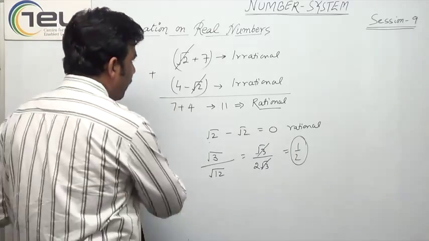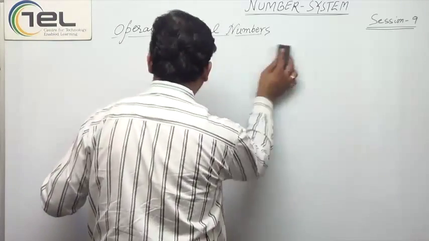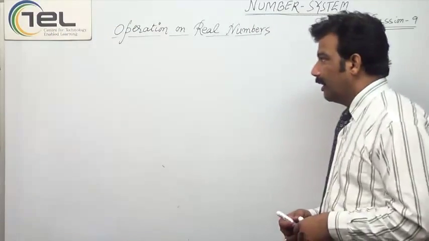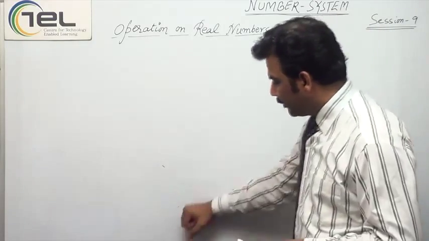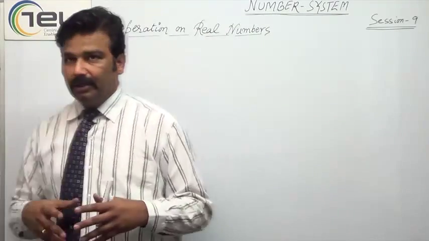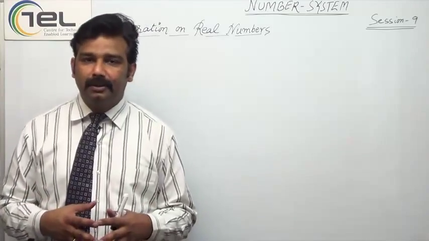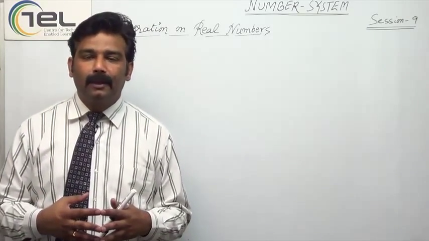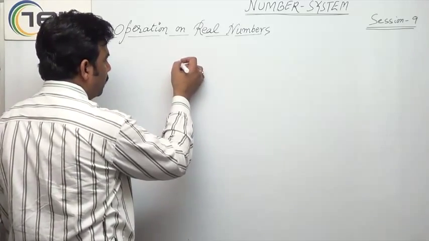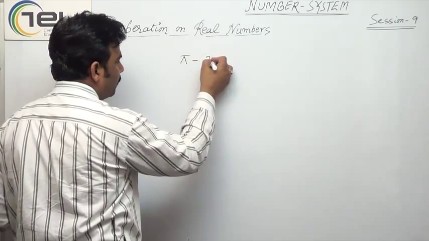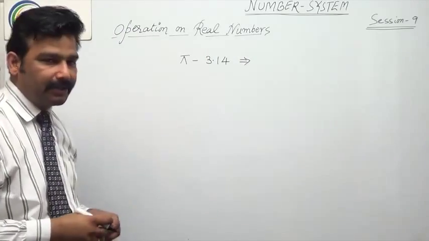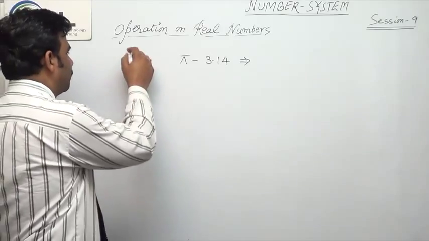Okay. Then after this, let's move to some more things, and let's check whether the operation which I am just going to do will result into a rational or an irrational number. So let me have, say, pi minus 3.14. Now what is this? Will it be rational or irrational? An example this is.